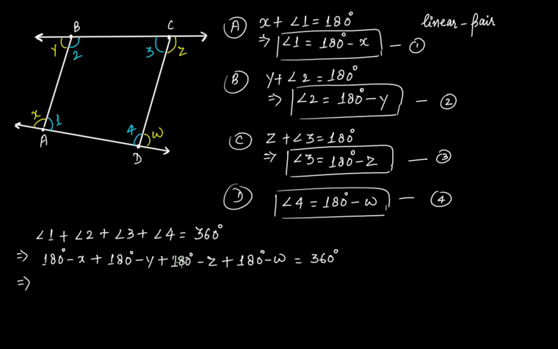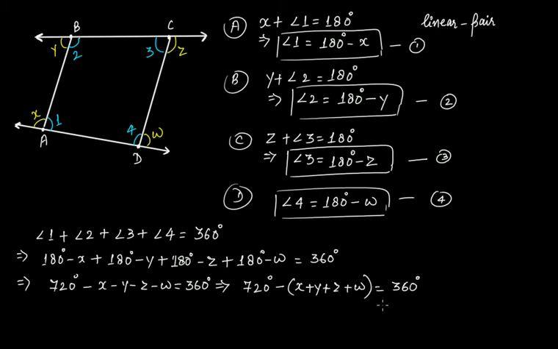180 plus 180 plus 180 plus 180, this is 720 degrees minus x minus y minus z minus w is equal to 360 degrees. We can write this as 720 degrees minus, within the bracket, x plus y plus z plus w is equal to 360 degrees. Because when you open this bracket, this minus becomes minus x minus y minus z and minus w.